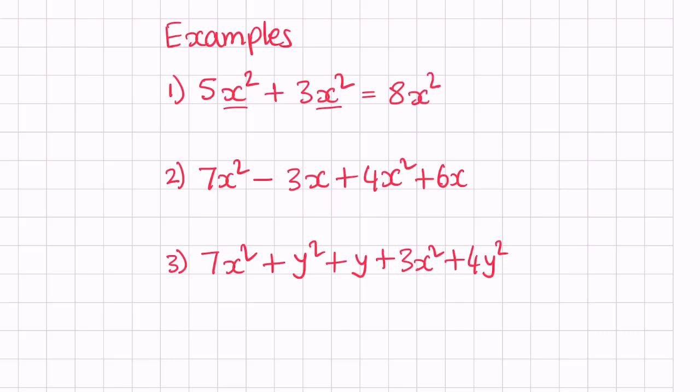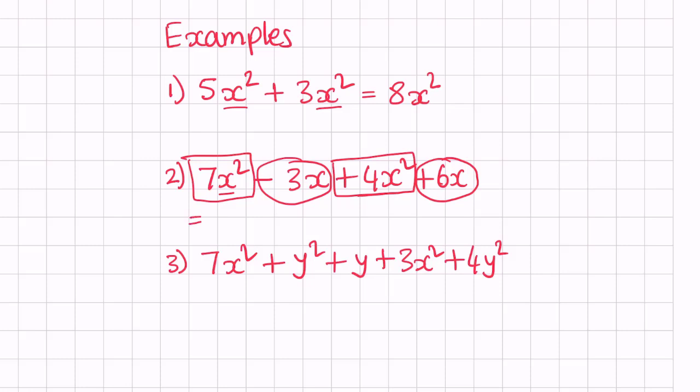On the second example, we have 7x squared and we have minus 3x, and then we have 4x squared and plus 6x. So we can see we have two different terms. So one of the terms is x squared. So 7x squared and 4x squared are like terms, so let's put them in rectangles. And then we have minus 3x and plus 6x. They both have the same power of x, which is just 1. So we can add and subtract those two as well.